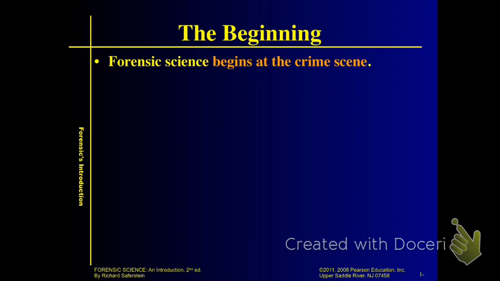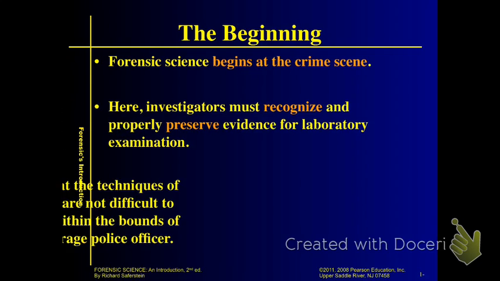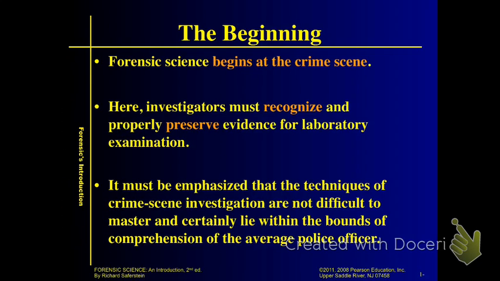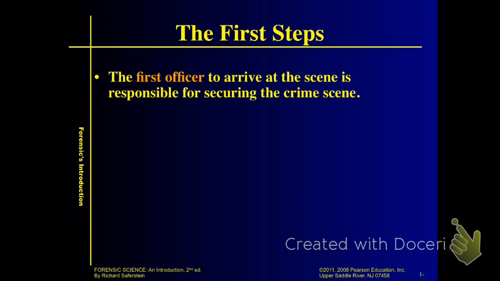Forensic science starts at the crime scene. Investigators need to collect evidence and preserve it for analysis and for the courtroom. Crime scene analysis and investigation, it's not difficult. Common sense, like I said, and most police officers should be able to do that.